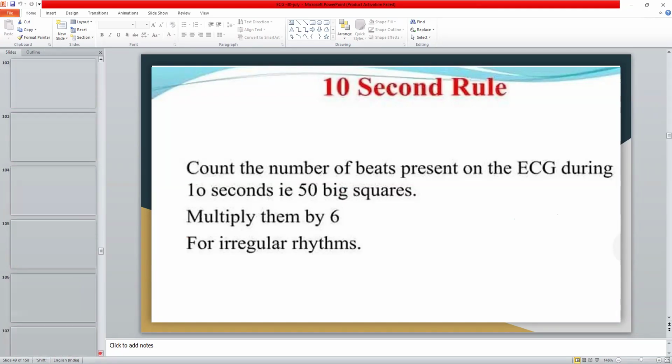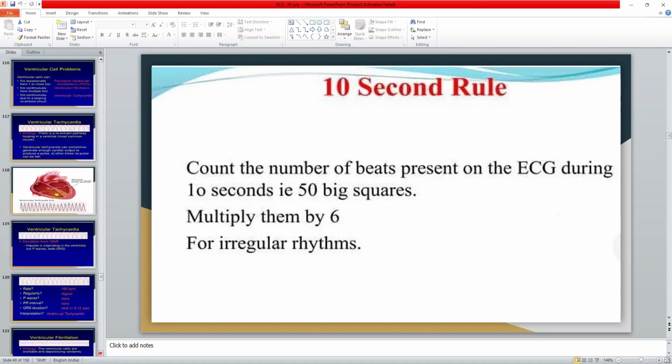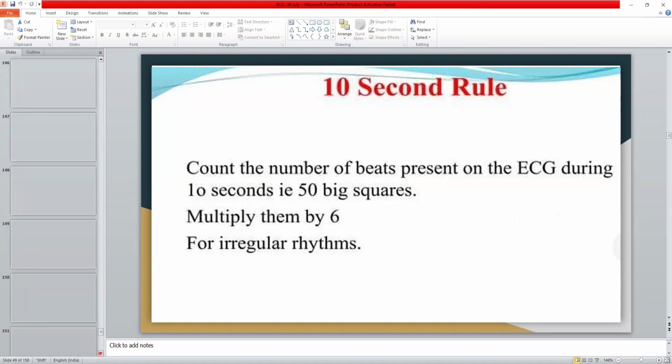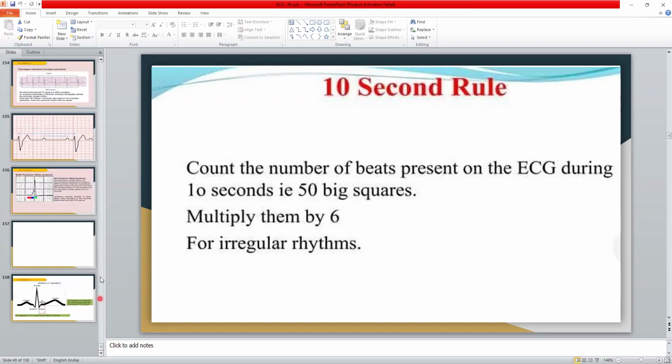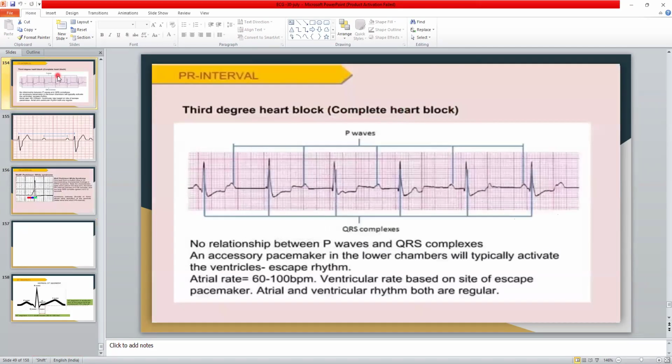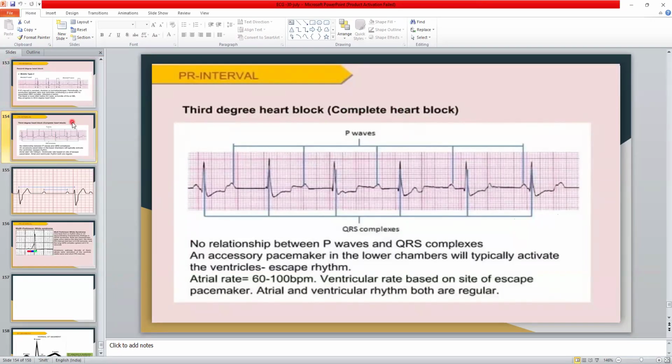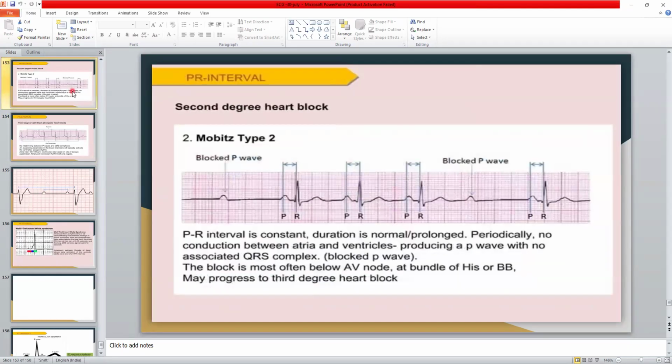You just tell me whether you have understood or not. Do you know how to calculate the heart rate in the presence of heart blocks? Yes, ma'am, I understood. Thank you. Any more questions?